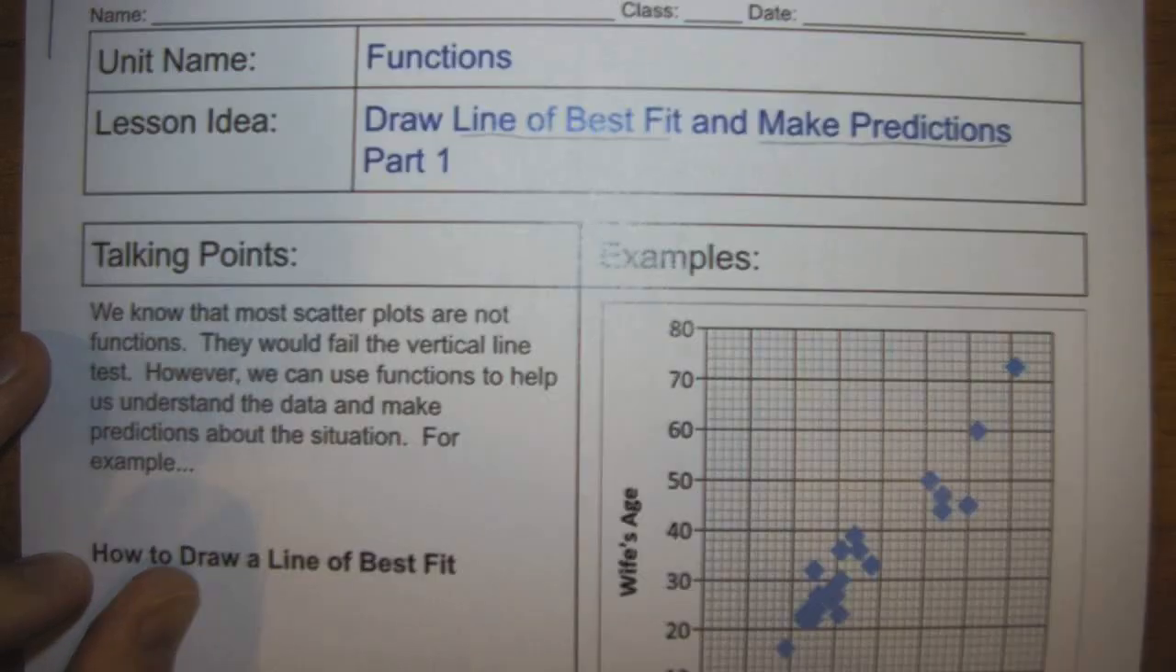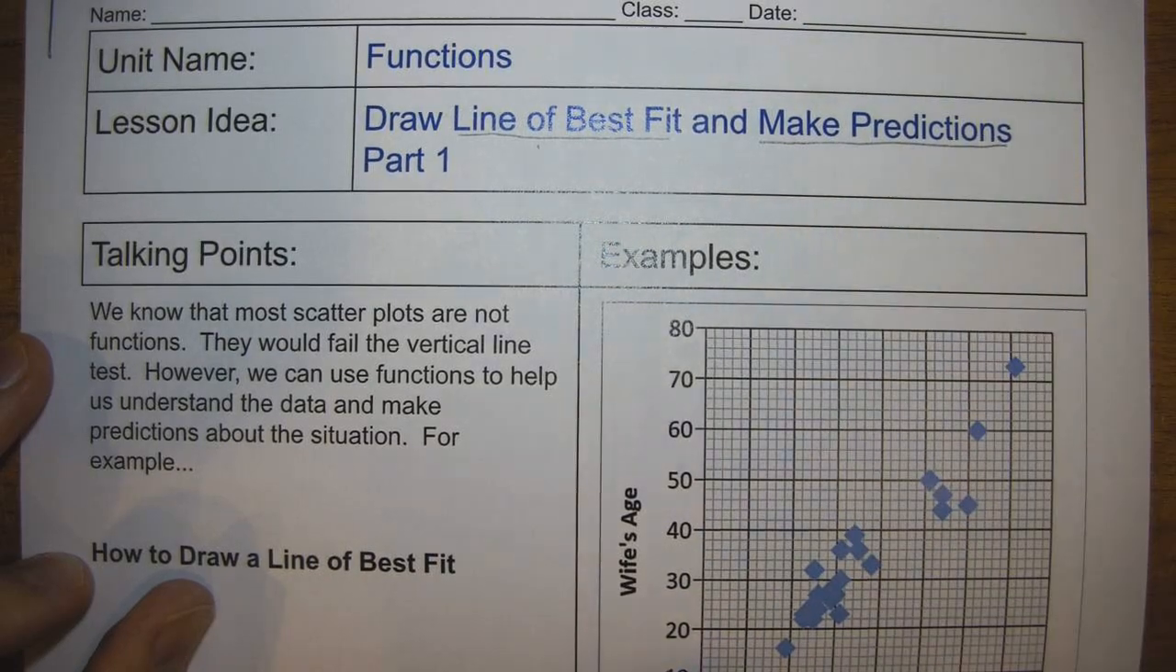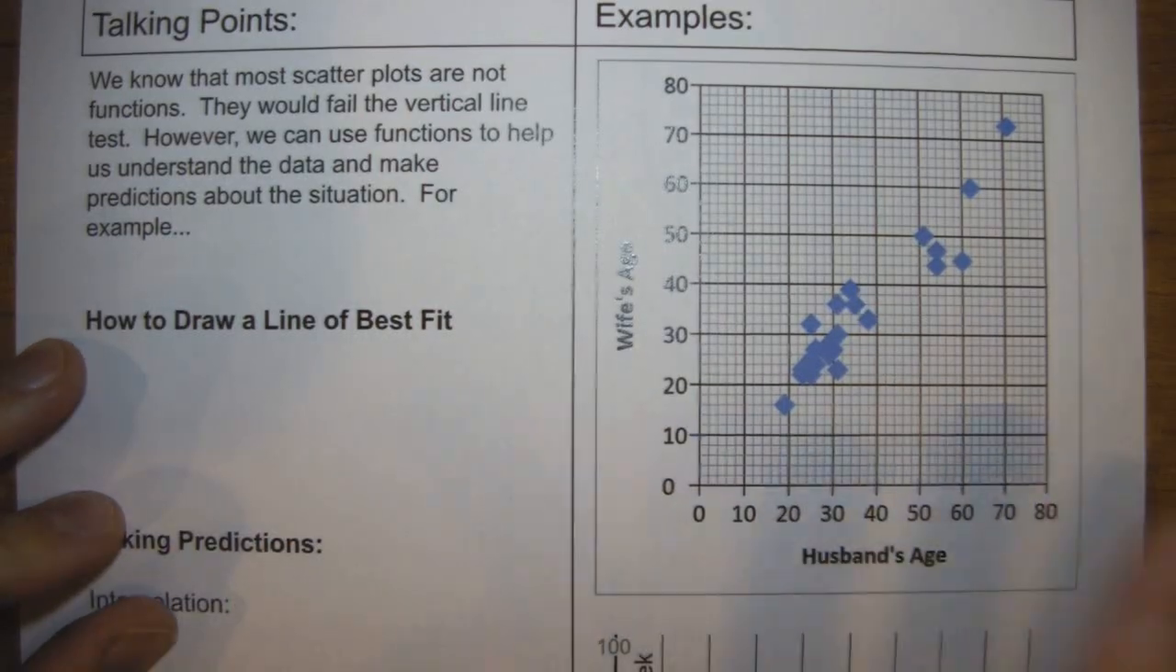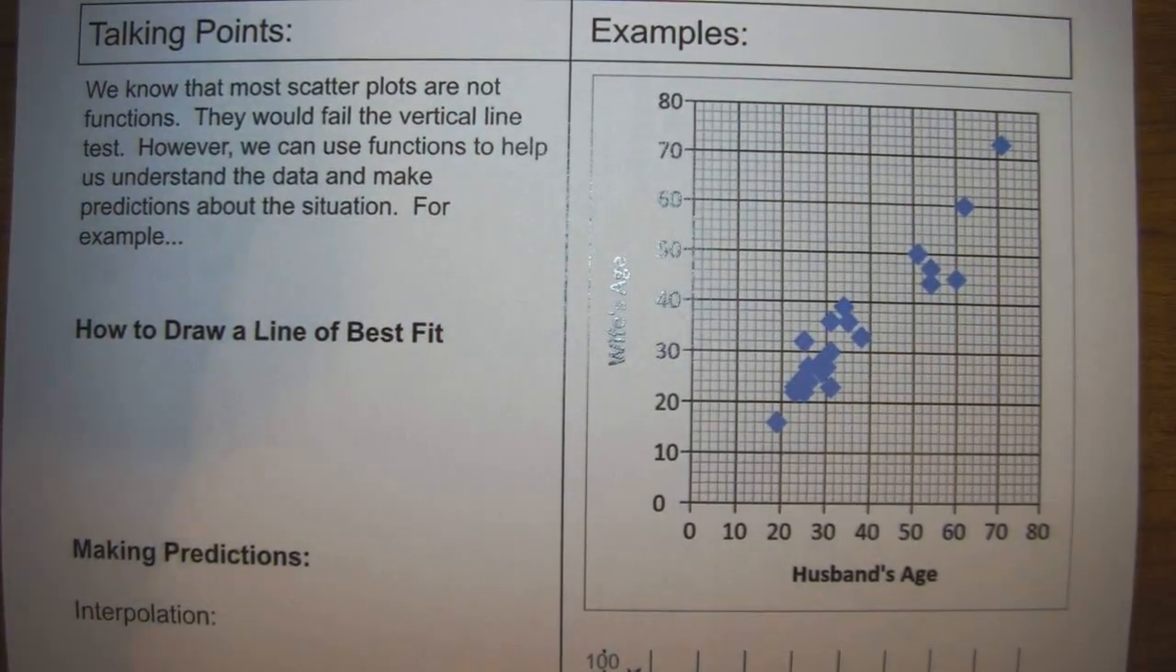So in part one, we're going to do just very basic predictions. We're going to talk about how we create this line and how we use it to make some very basic predictions, looking at the pattern that the data may show us. All right, so again, we know up front that most scatter plots are not functions, right? They would fail the vertical line test.